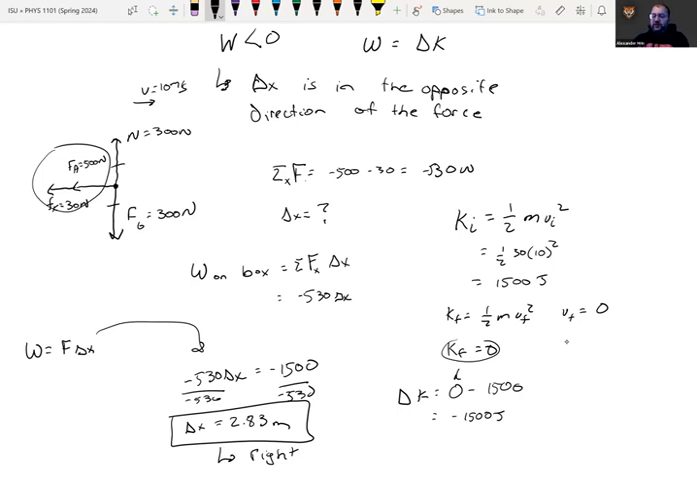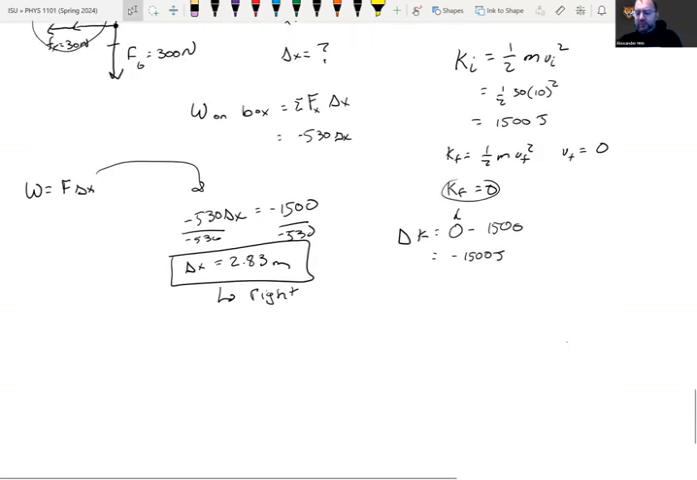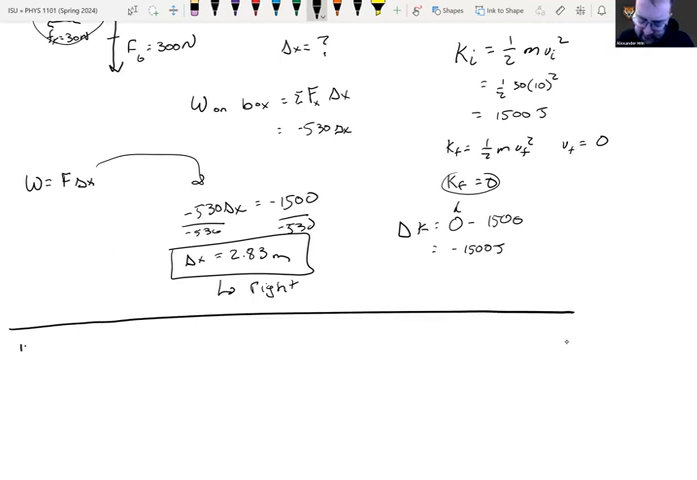So that is something that can be useful there. So in this case, we've seen that work done on an object can be positive. That was the first example, where we added energy to the object, or it can be negative. That is where it removed energy from the object. Now, there's another type of question that can come up, and that is this phrasing: work done by a particular force.